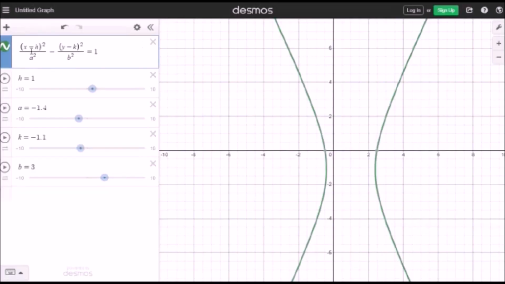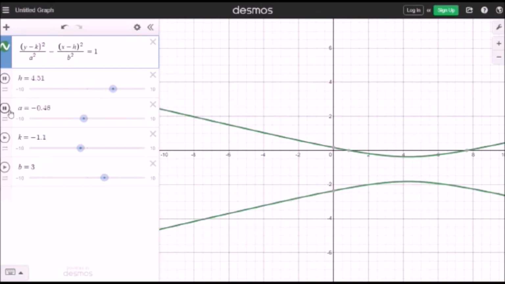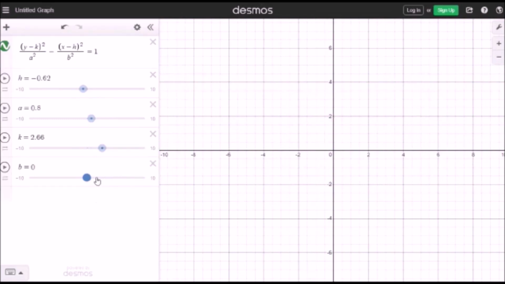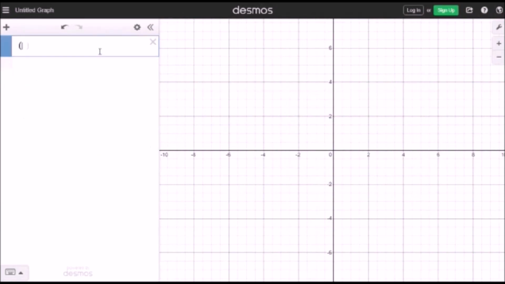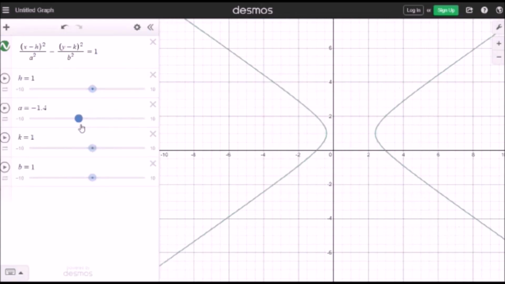For a hyperbola, (x minus h) the whole square by a square minus (y minus k) the whole square by b square is equal to 1, when the hyperbola faces left and right, and (y minus k) the whole square by a square minus (x minus h) the whole square by b square is equal to 1, when the hyperbola faces up and down.